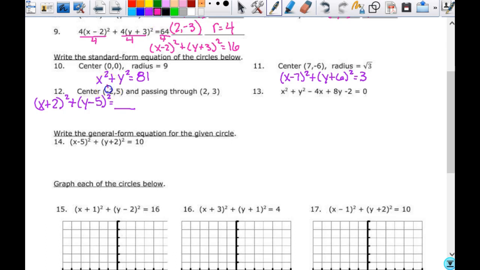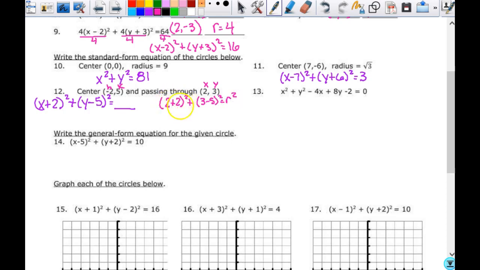This is my h, k, this is my x, y. So x minus h, which would give me 2 minus a negative 2, plus 2 squared, plus y minus k, 3 minus 5 squared, equals r squared.